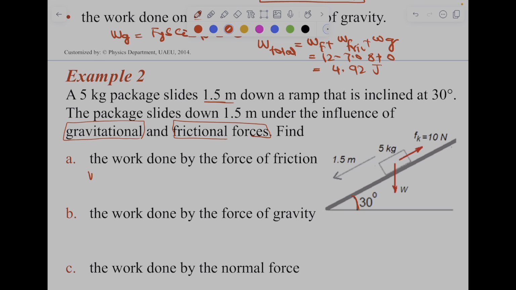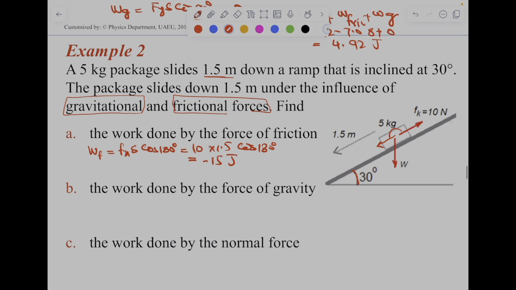So we have calculated that the work done by friction is Fk S cosine of 180 degree, because the force of friction and the motion are in opposite directions. So the force of friction is 10, multiplied by 1.5 cosine of 180 degree, so we get the work done is minus 15 joule.